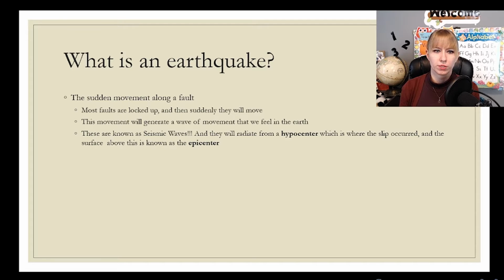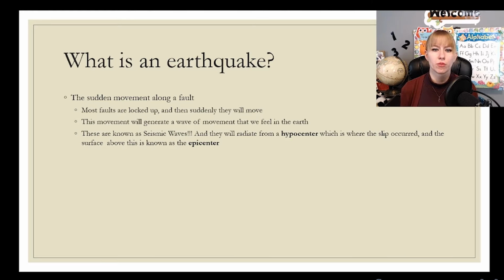A fault is going to be when you have two pieces of land, whether it happens to be a border between continents. It's essentially when the land moves side to side very quickly. Most faults are locked up, and that is due to friction. And they suddenly will move when stress overcomes friction. The movement generates a wave of movement that we feel in the earth, and these are known as seismic waves.